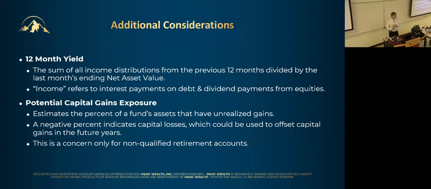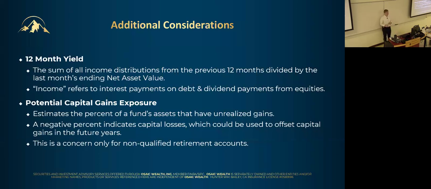Potential capital gains exposure estimates the percent of a fund's assets that have unrealized gains. So if we're looking at, say, a mutual fund and they buy and sell stocks, you might have a quarter of the positions at really high capital gains. So it would have a potential capital gains exposure of 25%, saying that there are some securities in here that if the fund manager sells them and then passes those capital gains out, that's going to hit your account and you might have a tax bill. As we talked about before, ETFs almost never do that, but mutual funds absolutely do because they're treated more like a pass-through investment.